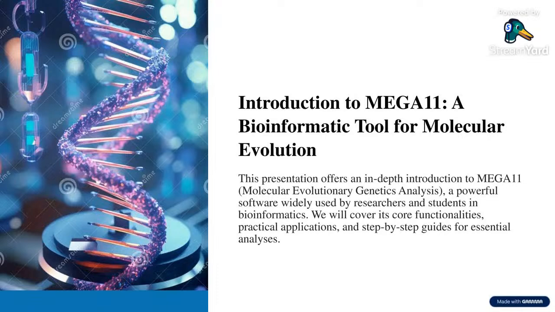MEGA 11 is designed to simplify complex analysis for users without programming knowledge. It offers researchers a friendly interface to perform tasks such as sequence alignment, phylogenetic tree construction, and molecular studies. For example, a virologist can use MEGA 11 to study the mutational pattern of COVID-19 by aligning viral genomes and constructing a phylogenetic tree to understand its divergence.